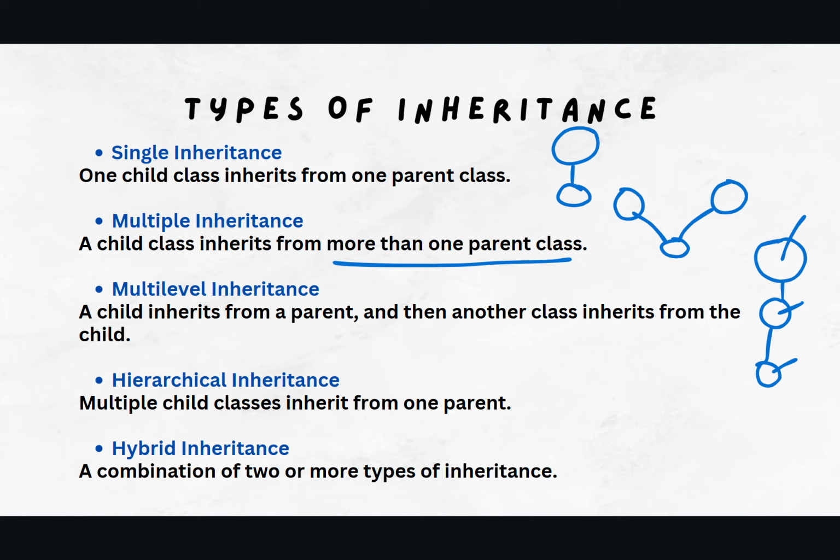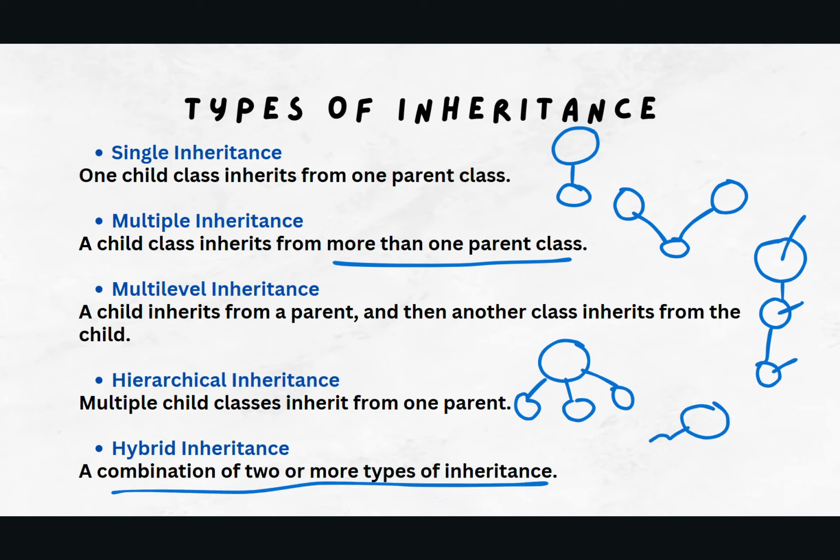And what is hierarchical inheritance? Multiple child classes inherit from one parent. So this is one parent. Now multiple child classes will inherit from it. So that is hierarchical inheritance. And what is hybrid inheritance? It is a combination of two or more types of inheritance. So if we do this, which is the hierarchical inheritance, and if in there we do this, which is the single inheritance, so then this becomes a hybrid inheritance.